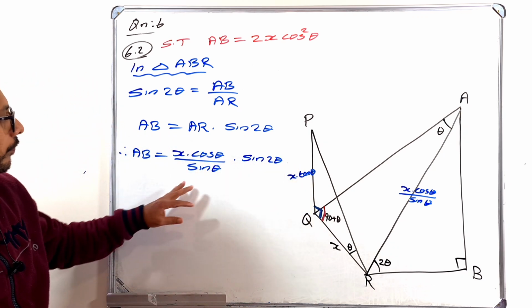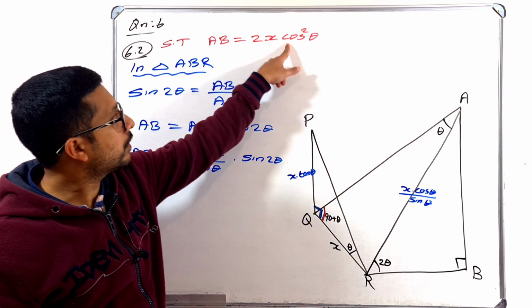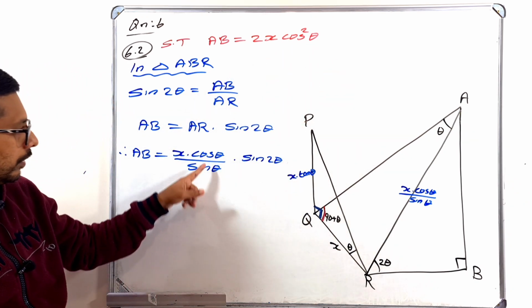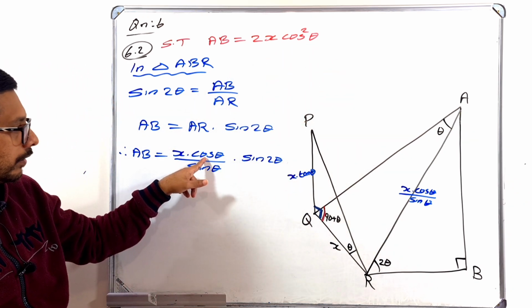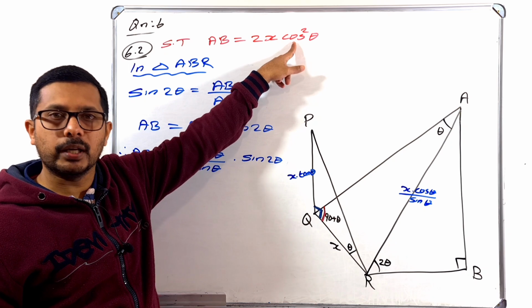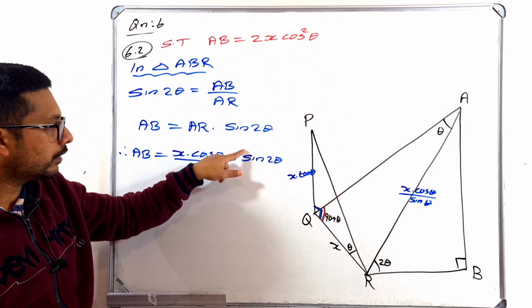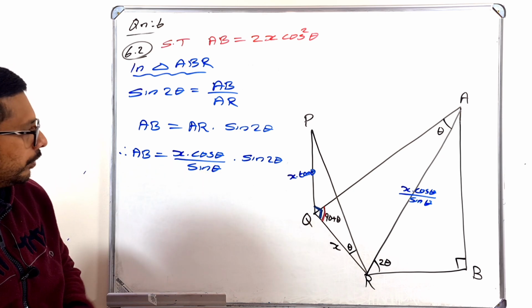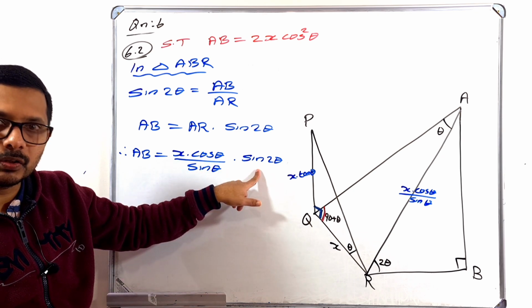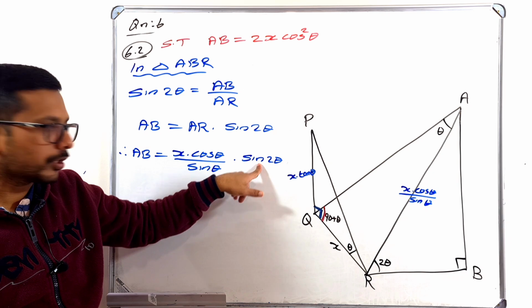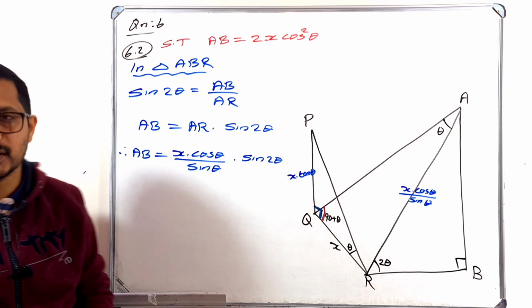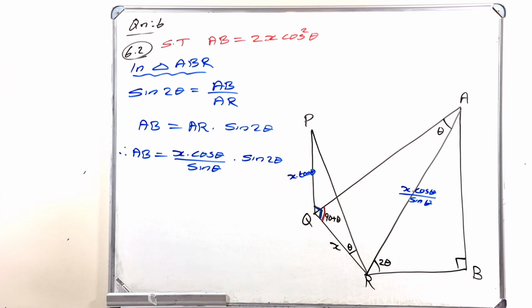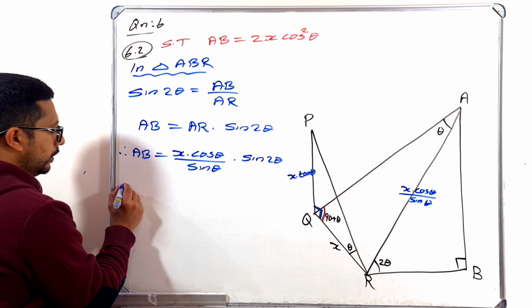Now look at this one. We want 2x cos square theta. There is one cos theta here. What we want is cos square. So we have to get another cos somewhere here on the numerator. Okay, so what can we do? This is a double angle, isn't it? So we know the expansion of this double angle. What is the expansion of sine 2 theta? 2 sine theta cos theta. Am I right? Okay, so instead of that sine 2 theta, I am going to write like this.